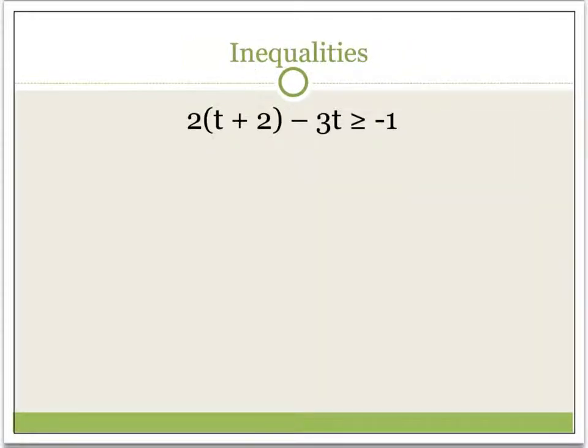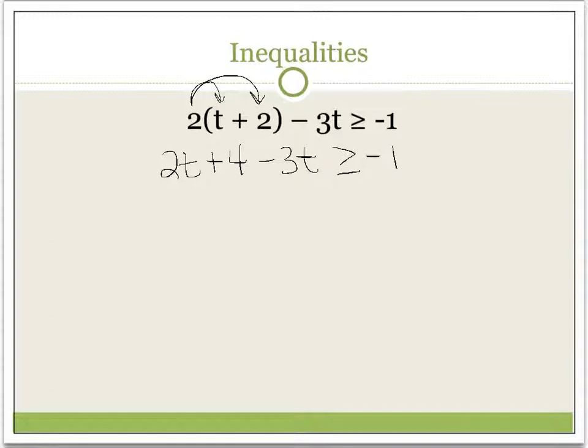The example is 2 times the quantity t plus 2, minus 3t, is greater than or equal to -1. Now we see the inequality here, so we know that we're dealing with an inequality rather than an equation. But we're going to start off the same way. We see parentheses. We know that that 2 must get distributed through the parentheses since it's multiplication. That leaves us with the inequality 2t plus 4 minus 3t is greater than or equal to -1.